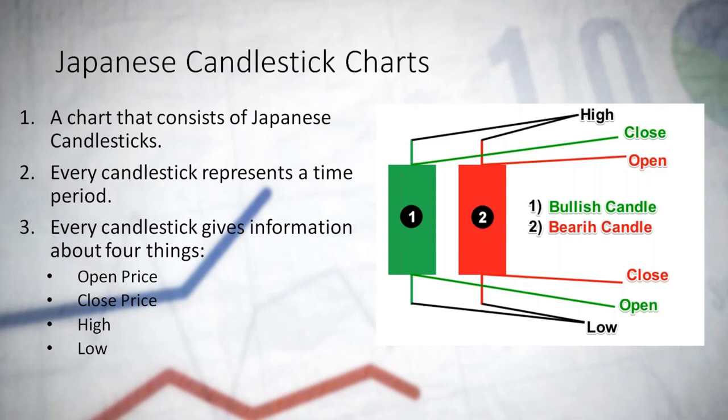And this brings me to the third point. Since you're looking at the time frame, every Japanese candlestick gives you four kinds of information: the open price of this time period, the close price of the time period, the highest point during this time period, and the lowest point during this time period.